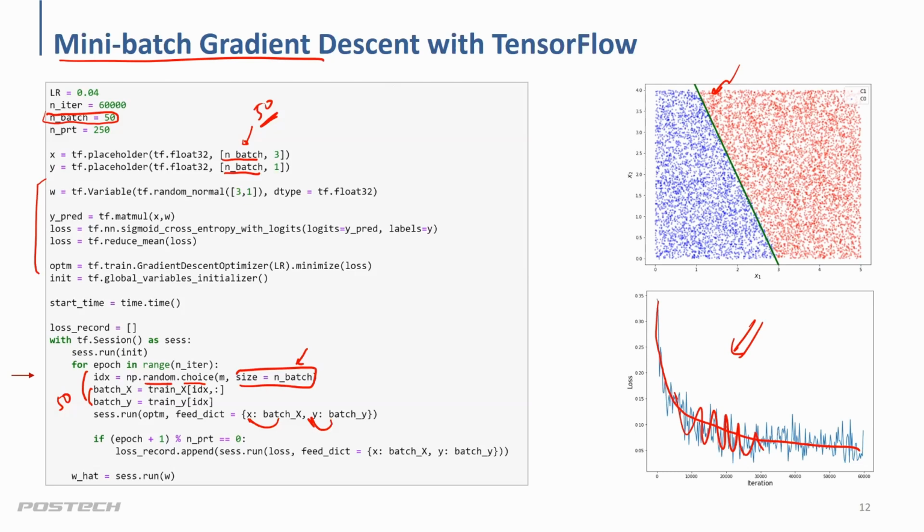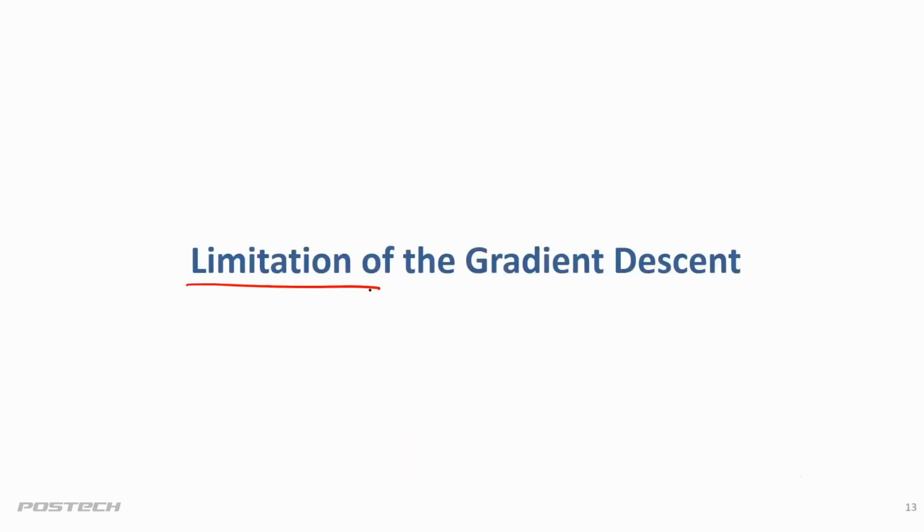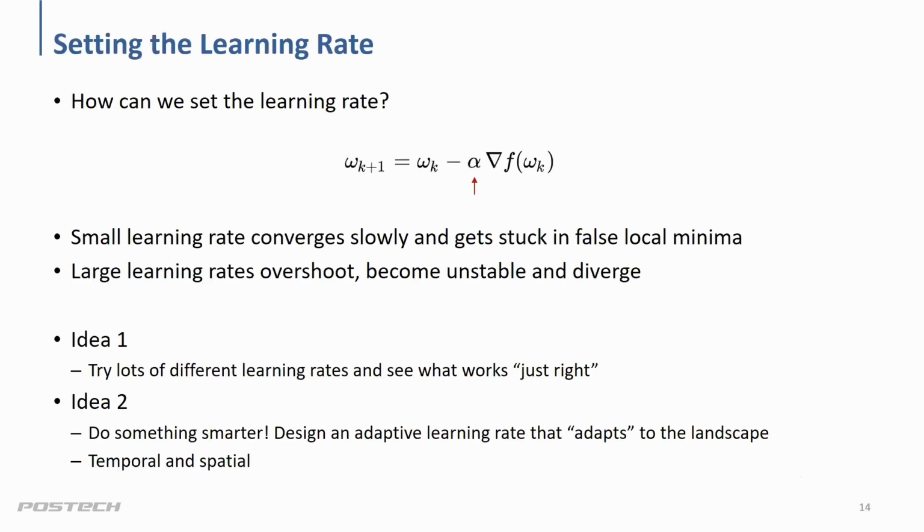Yes. Okay. So let's move on to the limitations. The gradient descent I explained is looking good so far, but again, there are some limitations. Setting up the learning rate, which is alpha. This is another hyperparameter that I need to decide. So how can we set the learning rate alpha?